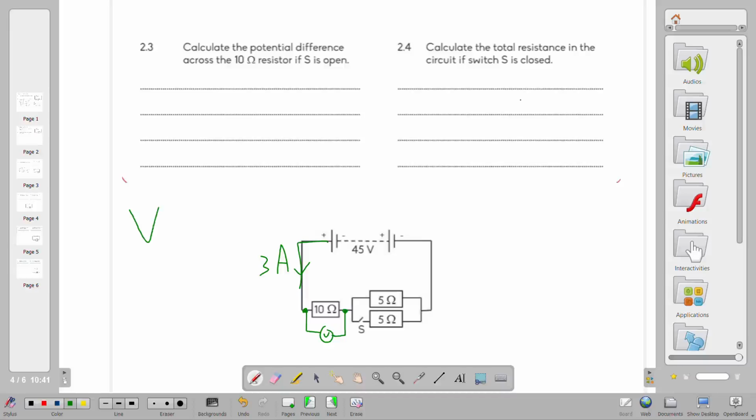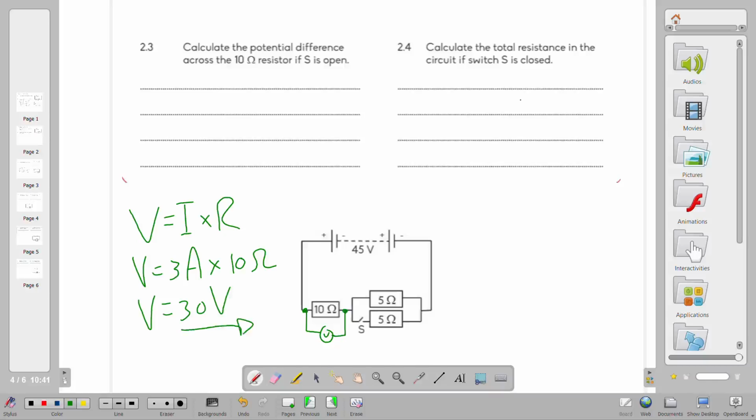So to calculate it, we can just say V is equal to current times resistance, just another variation of Ohm's law. What is the current flowing through it? It's 3 amps, right? I'm just going to remove this here so we have space. And what is the resistance? Well, it's a 10 ohm resistance. You don't have to write the units in there. That's just for clarity. 3 times 10 is 30 volts. Okay. So this voltmeter over here would have a reading of about 30 volts.